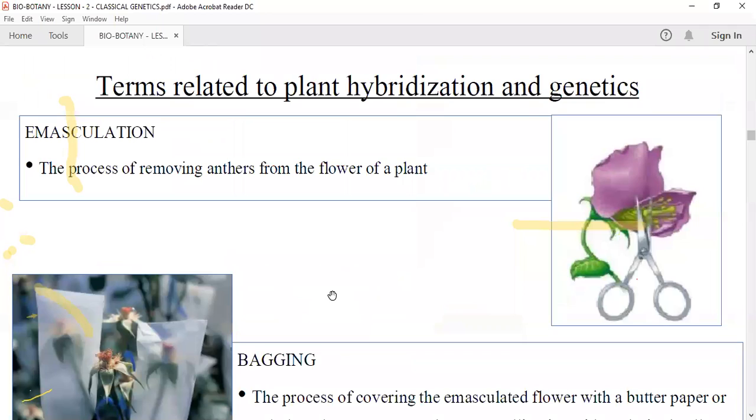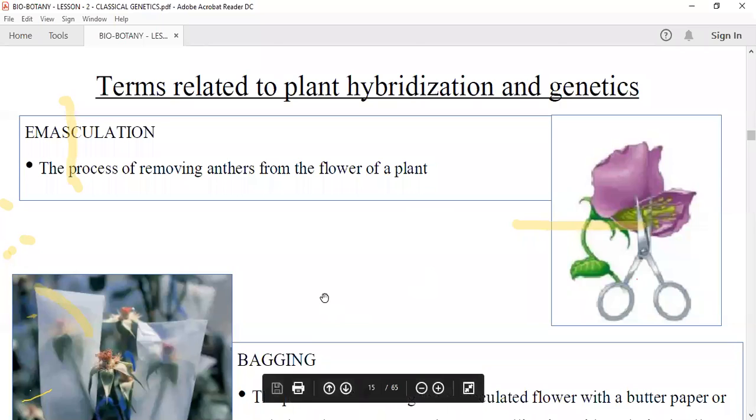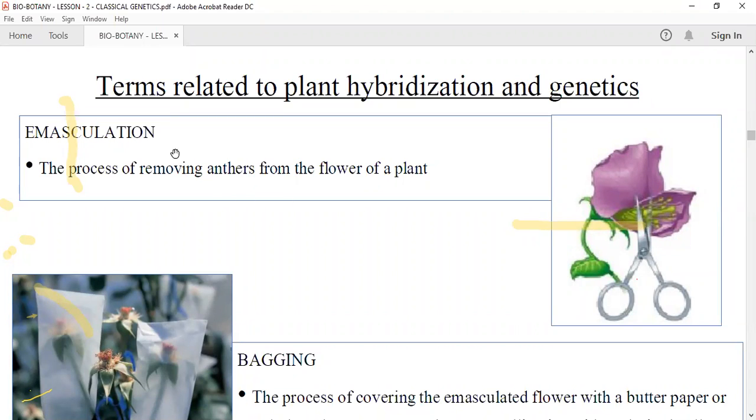Okay, next let us see how he is doing that breeding. Breeding means cross fertilization, and also how he is doing the self-fertilization. This diagram is given in your book also. First you have to know the important term emasculation. So what is emasculation? The process of removing anthers from the plant is called emasculation. Here you see the pictures. Within the picture, one scissor is there. With the help of the scissor, we just remove the anthers alone. So this process is called emasculation.